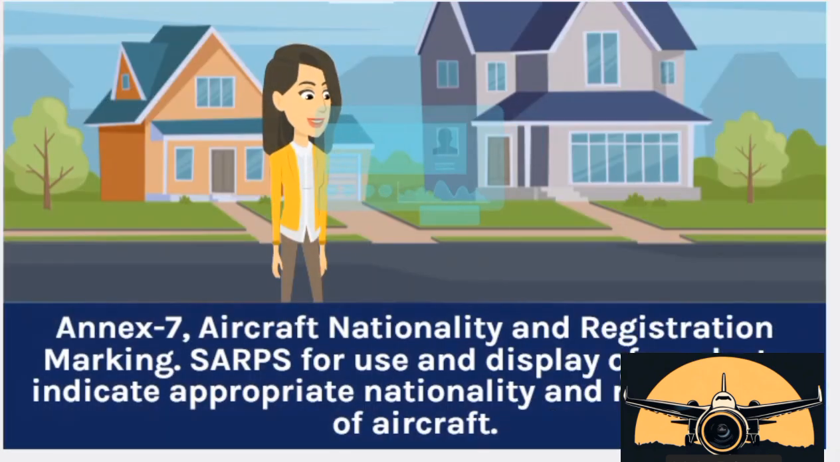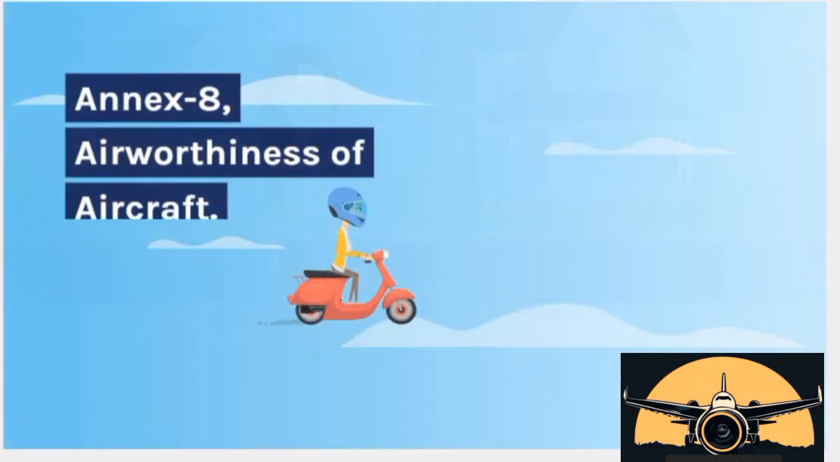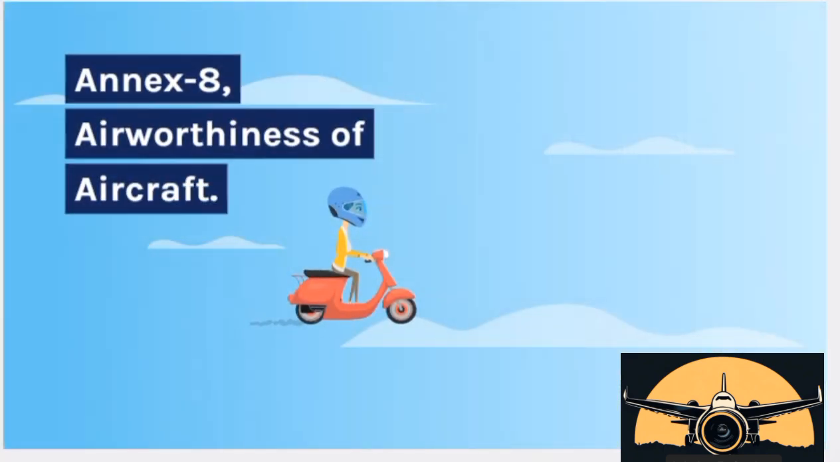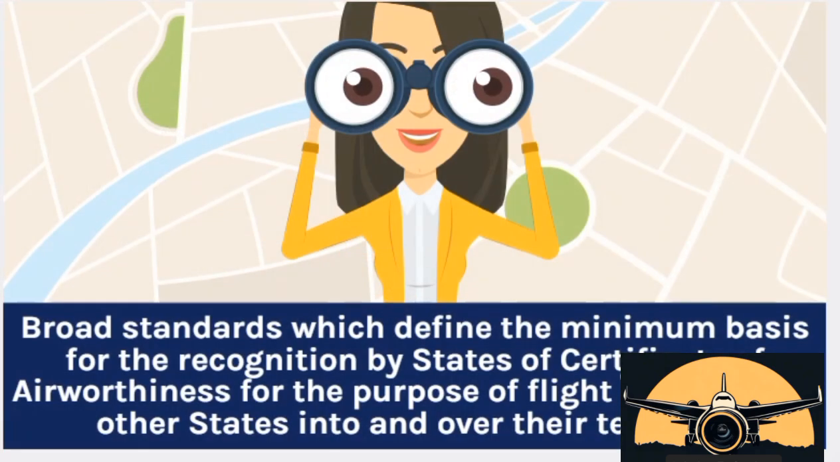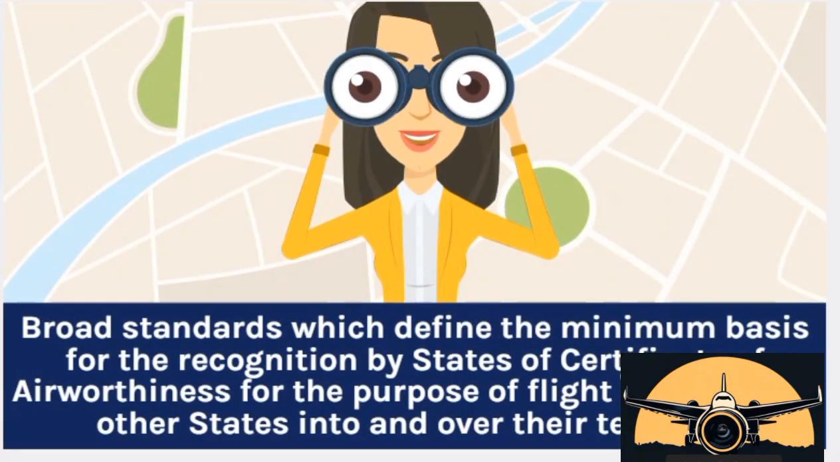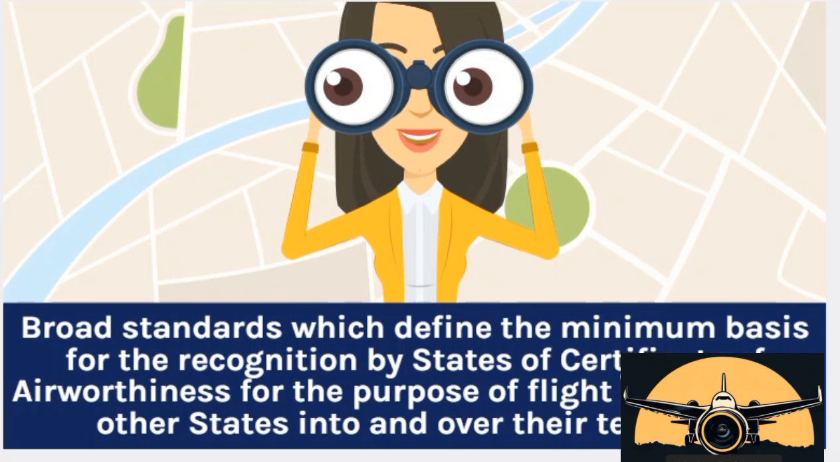Annex 7. Aircraft nationality and registration marking. SARPS for use and display of marks to indicate appropriate nationality and registration of aircraft. Annex 8. Airworthiness of aircraft. Broad standards which define the minimum basis for the recognition by states of certificate of airworthiness for the purpose of flight of aircraft of other states into and over their territory.